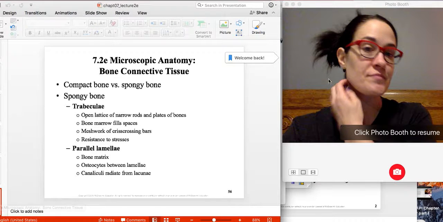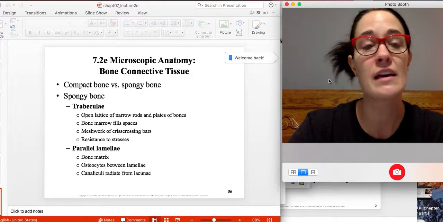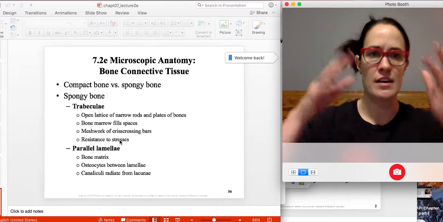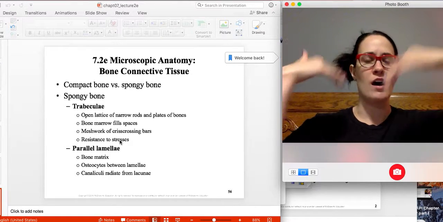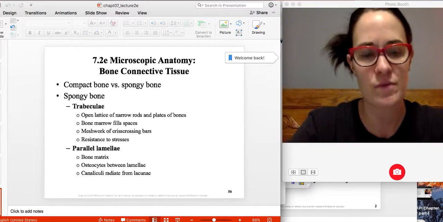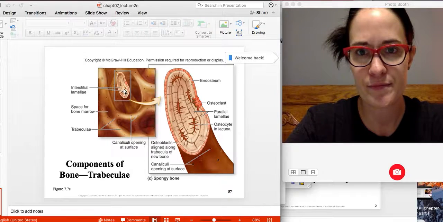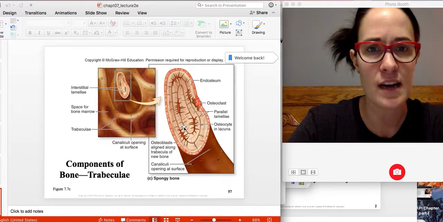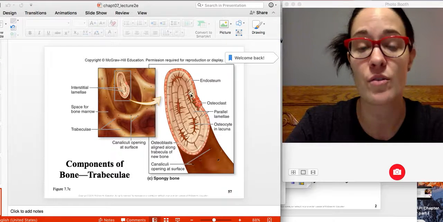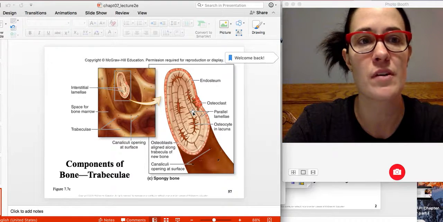There's not too much to know about the spongy bone anatomy, except this word called the trabeculae. These are the lattice of rods and plates in the spongy bone. It's called trabeculae. I'll show you what that looks like right here. Okay. And it still has osteocytes and lacuna. It still has osteoclasts, but the other anatomy parts are very different.